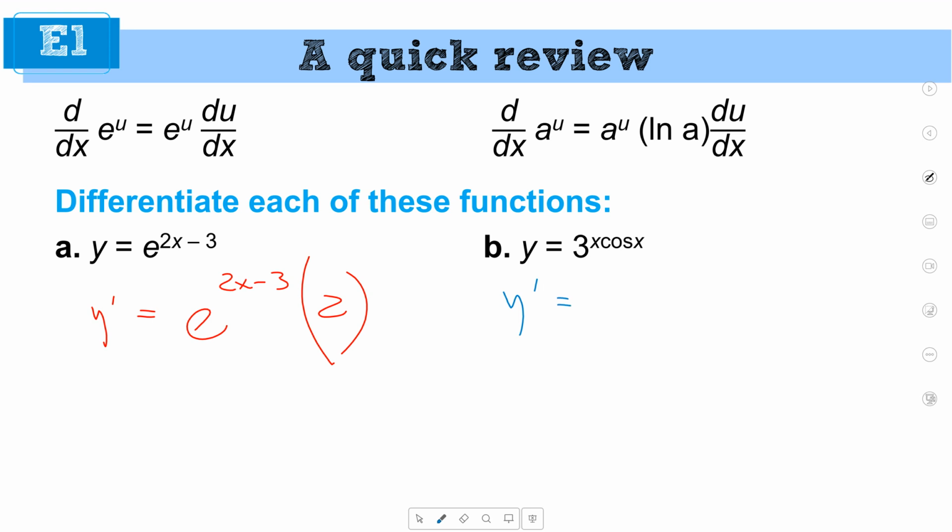Jenna, what's y prime for part B? You would do 3 to the x cosine x, itself times the natural log of 3 times cosine x, plus negative sine. You missed something: x times x. Yep, you need an x in there. So hold on, I'm just going to clean this up a little bit. So minus x times the sine of x.